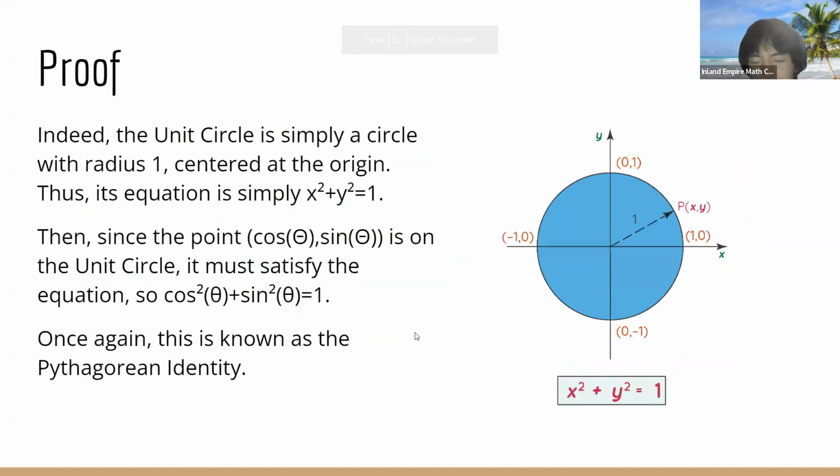So now, finally, we can build up to the proof, right? Again, the unit circle is simply a circle with radius 1 centered at the origin, so its equation is simply x squared plus y squared equals 1. Since we define (cosine theta, sine theta) to be the coordinates of the terminal point of an angle theta, it must satisfy the equation. So cosine squared theta plus sine squared theta equals 1. Once again, this is known as the Pythagorean identity.